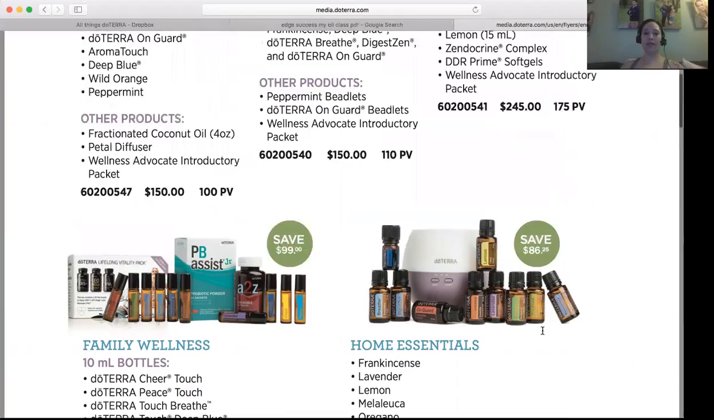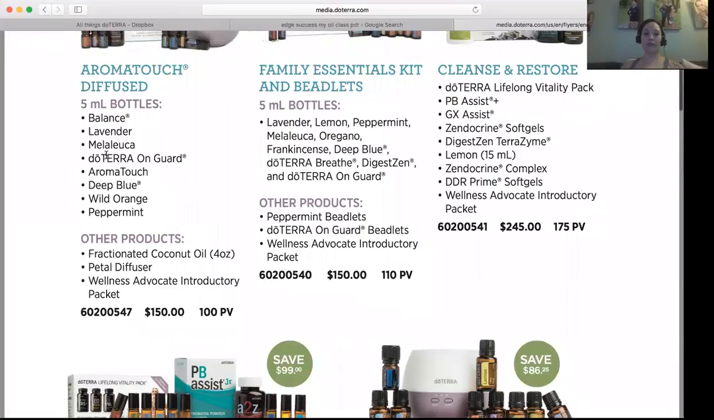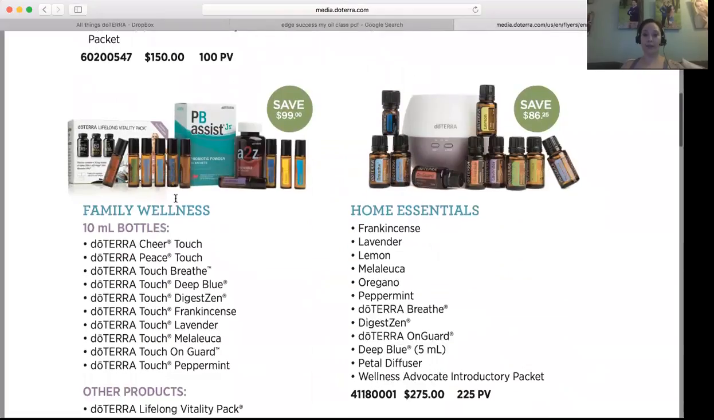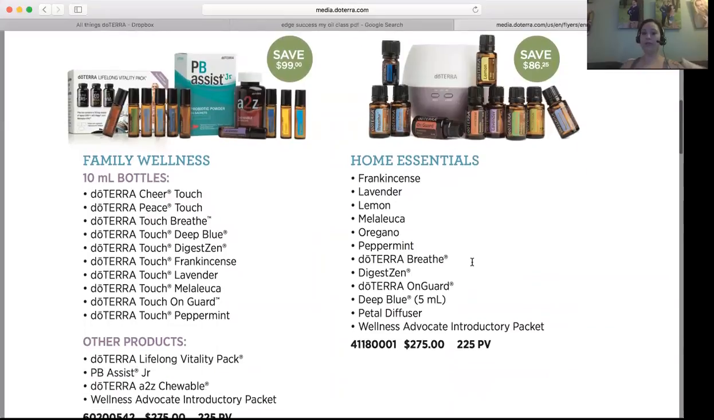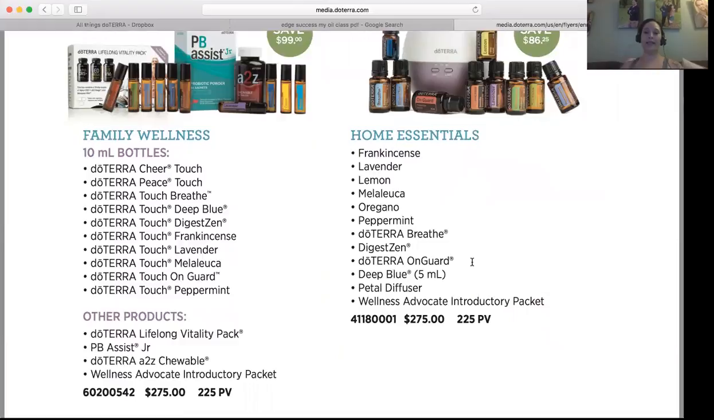Okay, people could even do the Family Essentials or Aroma Diffuse with the PB Assist or with the Home Essentials. So don't be afraid to throw things out there. Let them make the decision for themselves. Let them make the decision of how they want to get started, okay? And listen to what I say at the end.